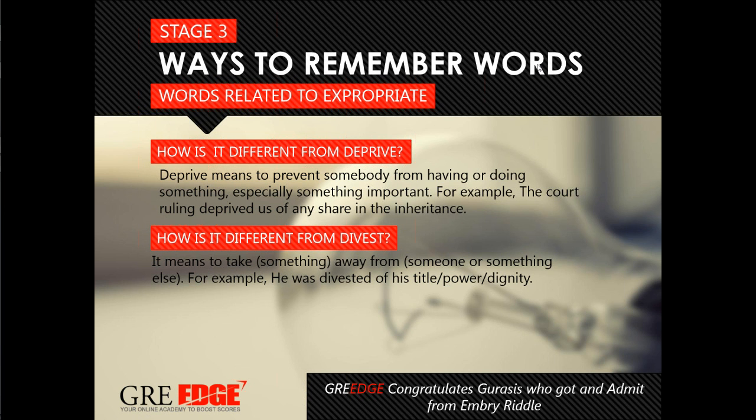Another way to look at it is that when you use the word deprive, there is an action involved: deprived of singing, deprived of driving, deprived of swimming, deprived of walking, deprived of running. Whenever there is an action involved, you use deprive. Whenever you are taking away something, whenever there is a noun involved, you use divest. He was divested of his power, he was divested of his dignity, he was divested of his post in the company. That is how it's used.